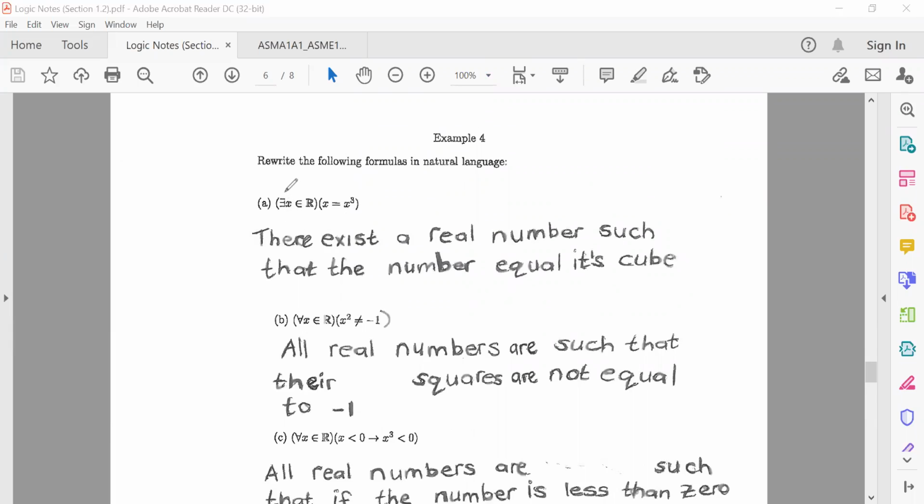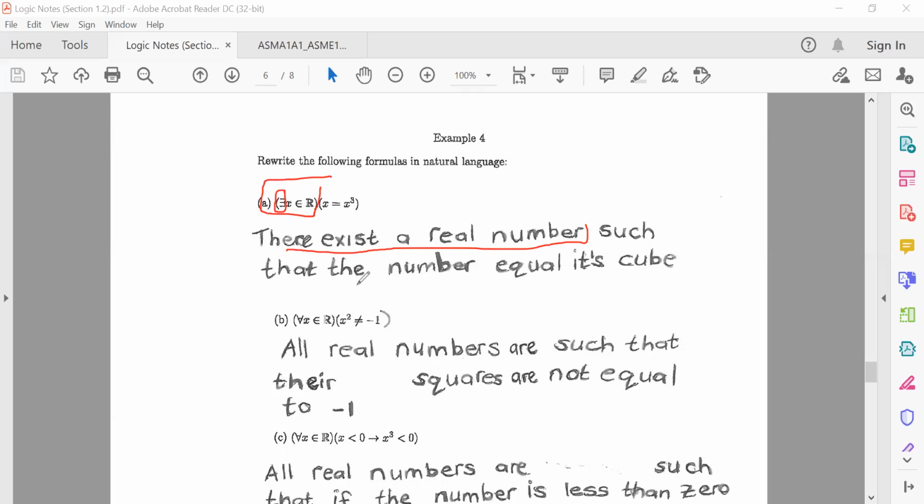You can see there is an existential quantifier there. So for some x element of real number, x equals x cubed. All right, you can say they exist. Remember, this existential just means they exist, or there is at least one. All right, so I'll read it as there exists a real number. So this part here, there exists a real number, is just this first block here.